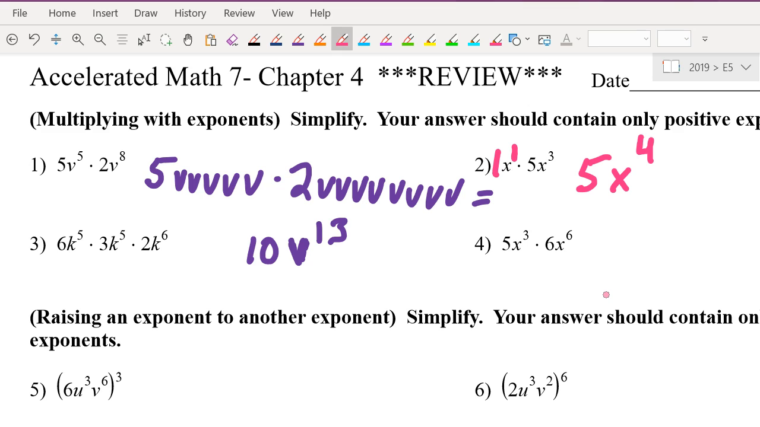So the most common mistake would be to do 5x to the fifth, or to the first, or to the 3rd, because you don't see a 1 next to that x, right? So people think, oh, it's a 0, but it's not a 0, is it? It's an invisible 1. Good job.